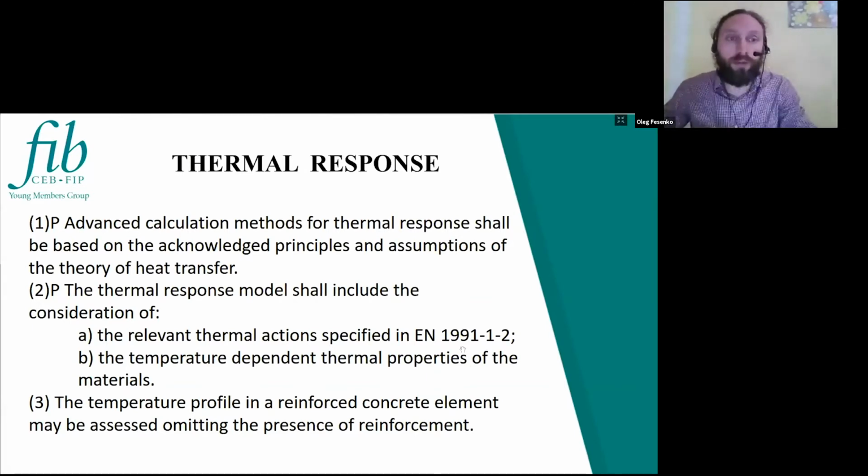Let's talk about thermal response. The main principles of this kind of calculation: the advanced calculation methods for thermal response shall be based on the acknowledged principles and assumptions of the theory of heat transfer. The thermal response model shall include the consideration of the relevant thermal actions specified in European norms 1991, part 1.1.2, the temperature-dependent thermal properties of the materials, which were described previously, and the temperature profile in reinforced concrete elements may be assumed omitting the presence of reinforcement.